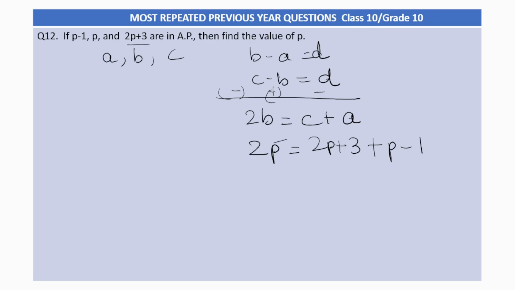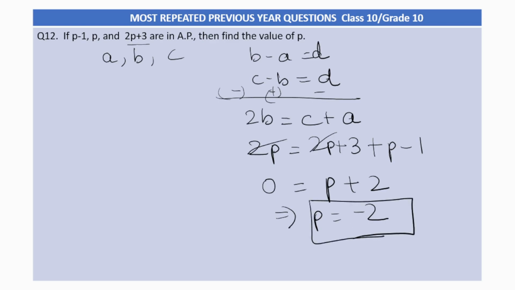So this 2P and 2P will get cancelled, right? And what remains here is 0, P plus 3 minus 1. It will become plus 2, right? So P will be equal to minus 2. This is the value of P, which the question is asking us to find out. I hope I am clear with this solution. This is a very easy question. Nonetheless, we should practice all these kinds of questions and avoid making mistakes.